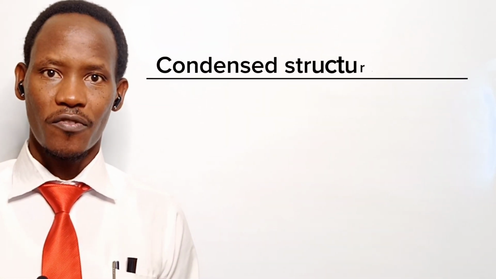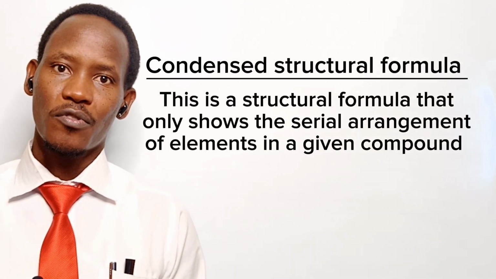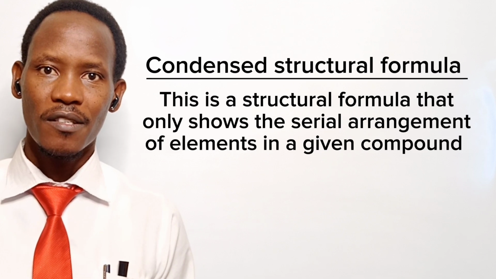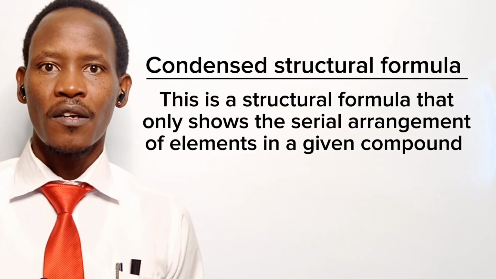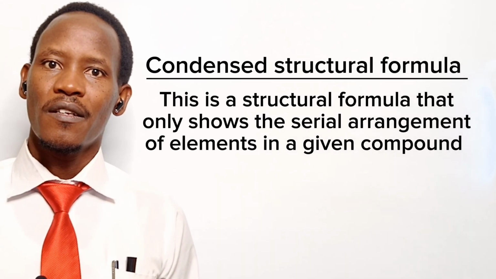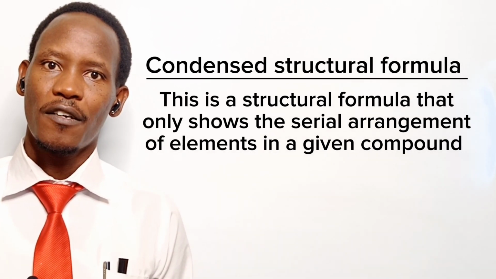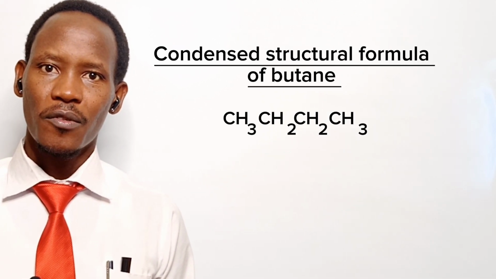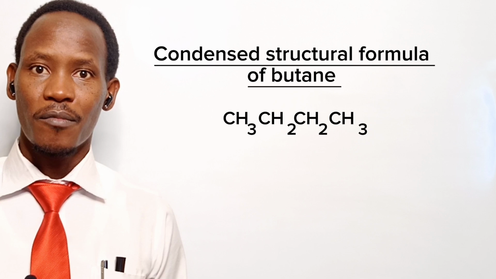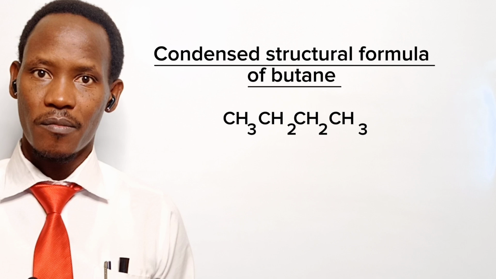The second type of structure formula is the condensed structure formula. The condensed structure formula is the type of structure formula that shows only the serial arrangement of elements in the organic compound. Following from above, butane has the condensed structure formula displayed there. Notice that there are no bonds, because in a condensed structure formula, we do not represent the bonds between elements.